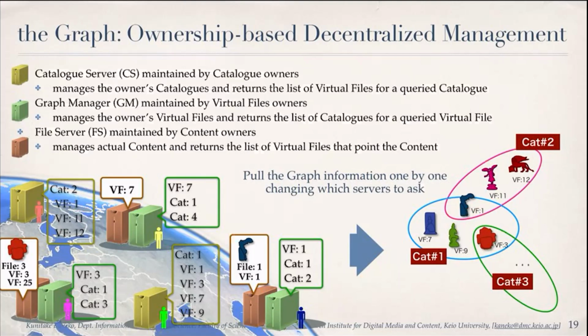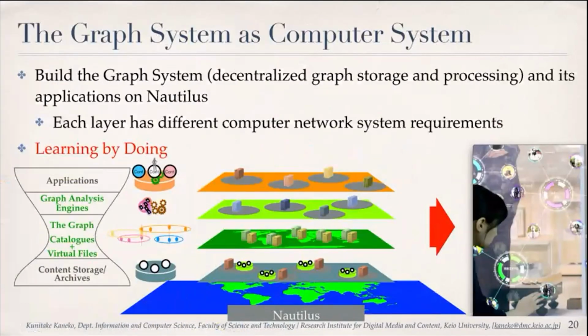So each of the servers here is ownership based, like mail servers, based management. Each of the servers has a list of the budget file to the catalog, or the catalog to the budget files list. Then we combine those things, making this entire graph, actually one by one, just spreading outward. So that is the system here, the dark green, because this is the graph system.